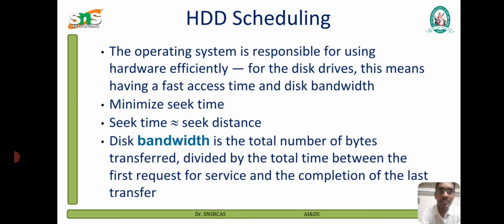Disk bandwidth is the total number of bytes transferred divided by the total time between the first request for service and the completion of the last data transfer from the hard disk drive to the processor main memory.